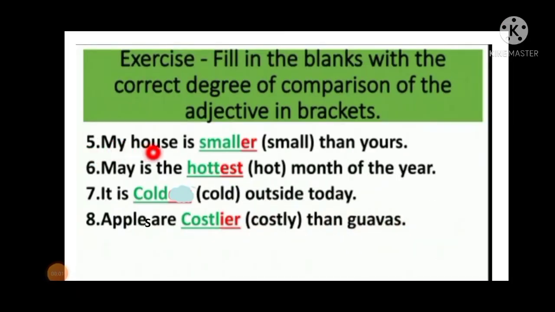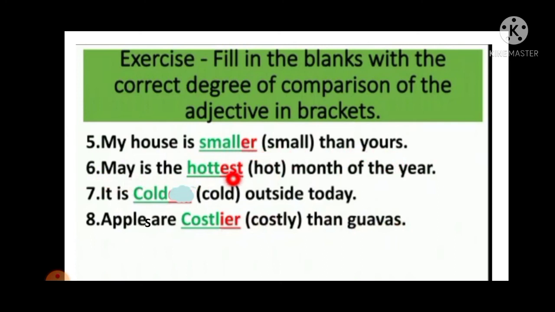Number 5: my house is dash (small) than yours. Here the house is compared with another house, so comparison is there, that's why we put -er. So my house is smaller than yours.